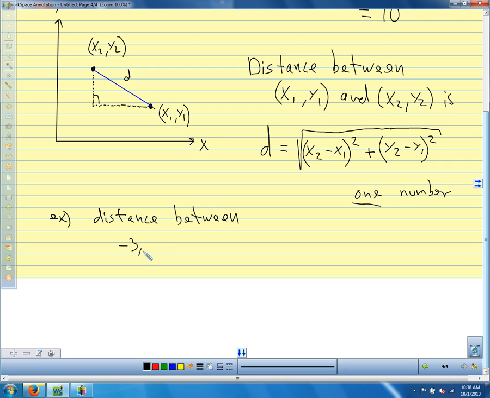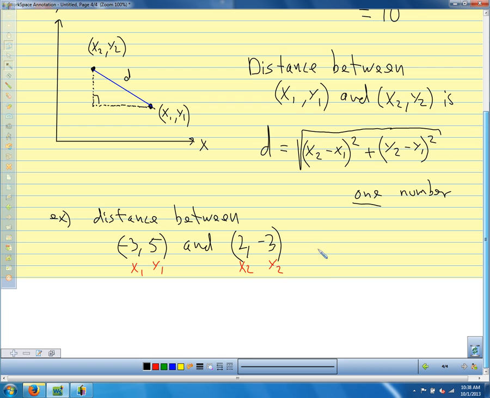Distance between -3, 5 and 2, -3. So we're going to do the same thing we did with our midpoint. I'm going to label this x1, y1, x2, y2. Doesn't matter which ones are ones and twos, just the ones and the twos have to stay together. You don't want to mix ones and twos inside a parenthesis. And then I'm just going to plug this into my formula.